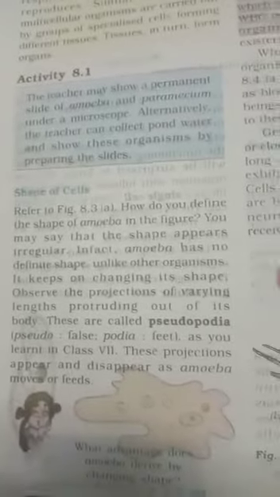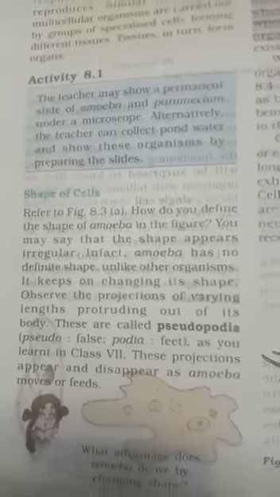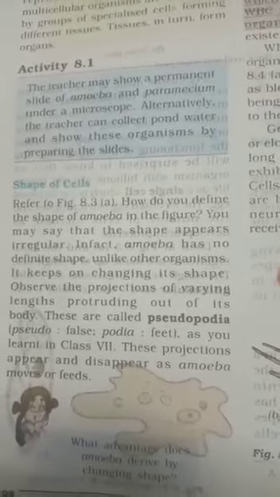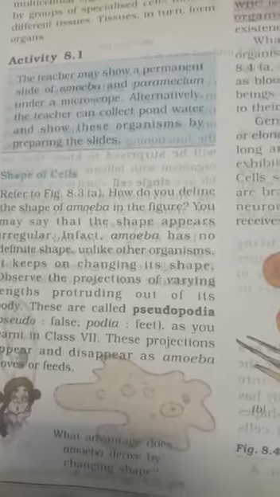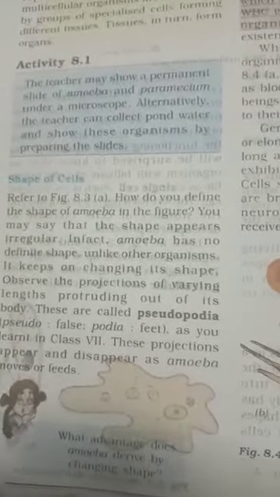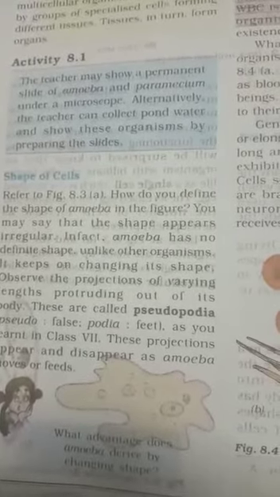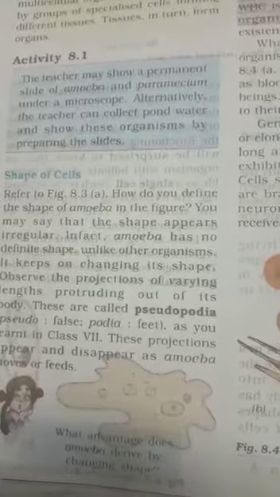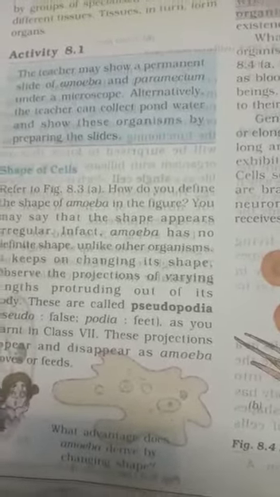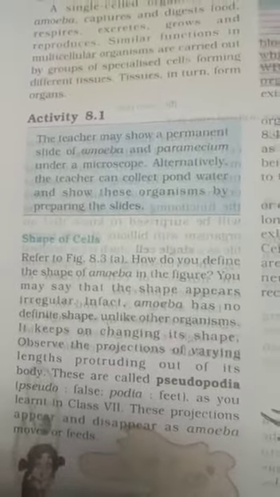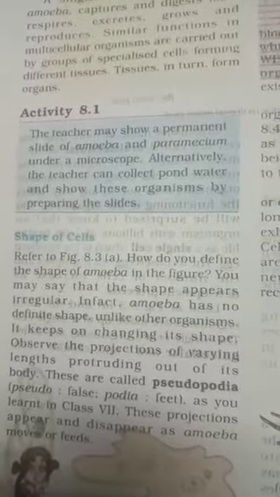You already know that the size of the cell will be different from one organism to another. Even whether it is a single cell organism or a multicellular organism, the size, shape and function are entirely different from one organism to another. Here you may say the shape appears irregular.